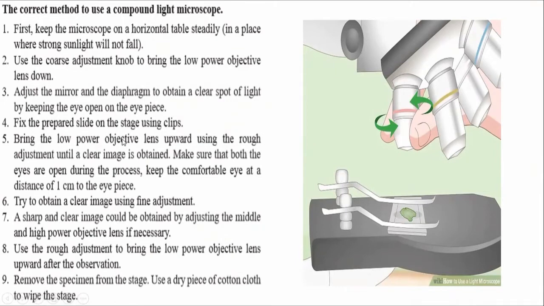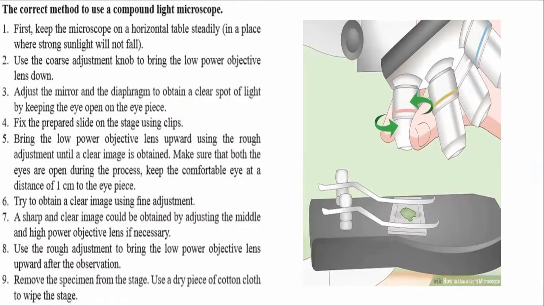So we need to bring the low power objective lens upward using the rough adjustment until a clear image is obtained. All right. I already mentioned that first we move the low power objective lens downwards in order to get a clear image of the specimen. And now you can again move it upward if you want to make some alterations in the image you are seeing. All right. Make sure that both the eyes are open during the process. Yeah, if your eyes are open, only then you can see the image, right?